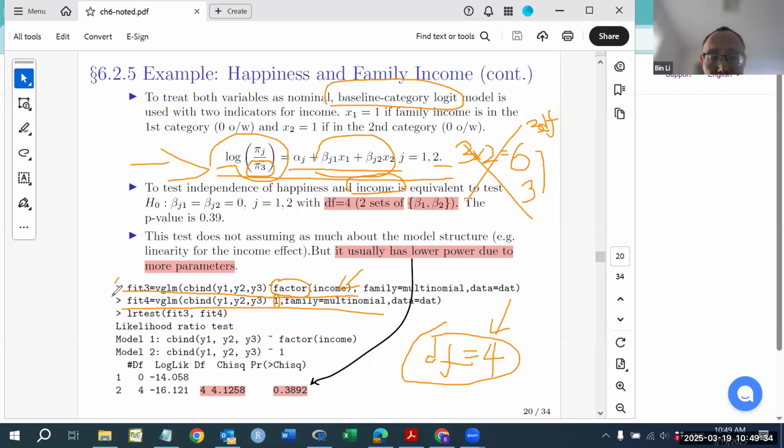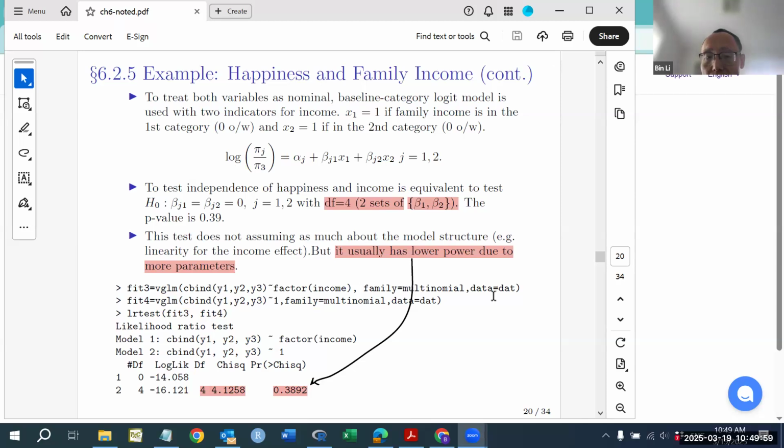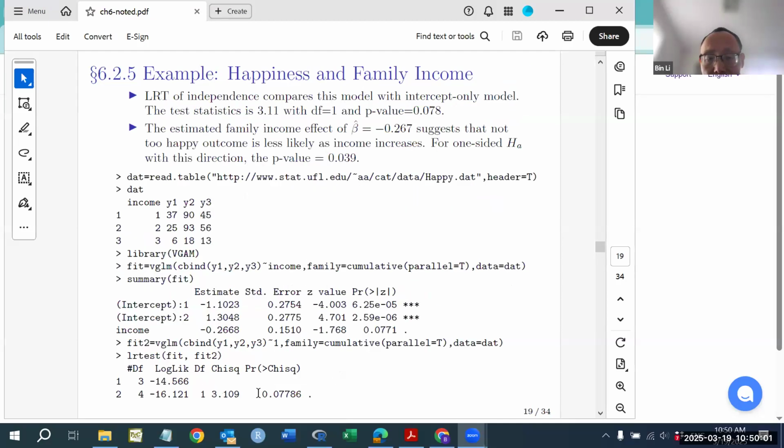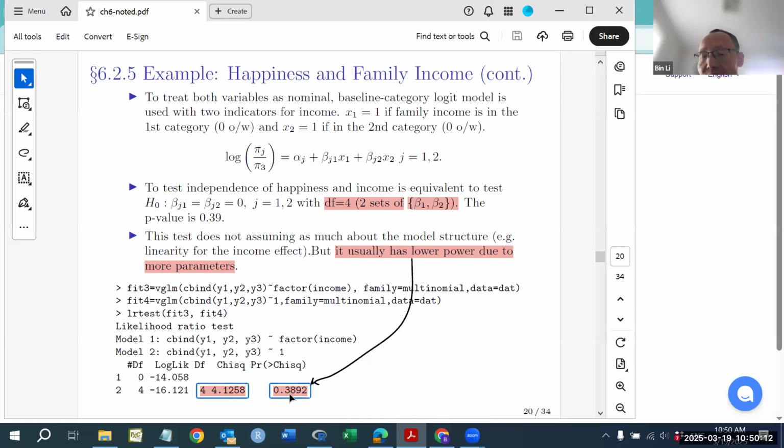Okay, so that's why when we compare these 2 models to test if the income is significant or not, you can see the degree of freedom for the test is 4. Is that clear? And the test statistic is 4.12. And you can see the p-value is not significant. Okay, so if you go back to here, you can see the p-value for the income is marginally significant for the proportional odds cumulative logit model. But the p-value becomes not significant.